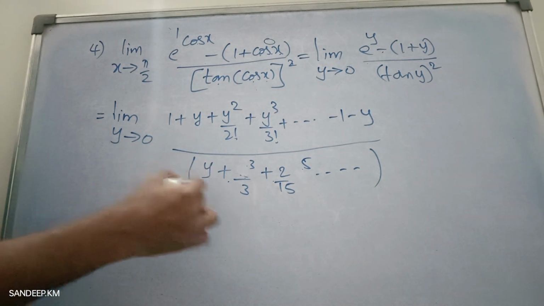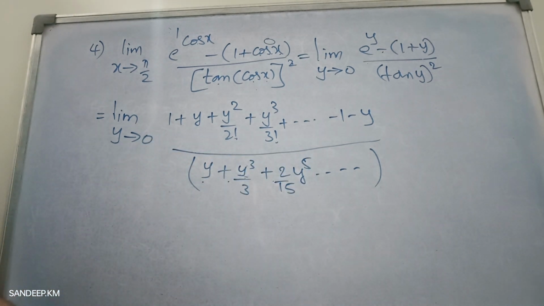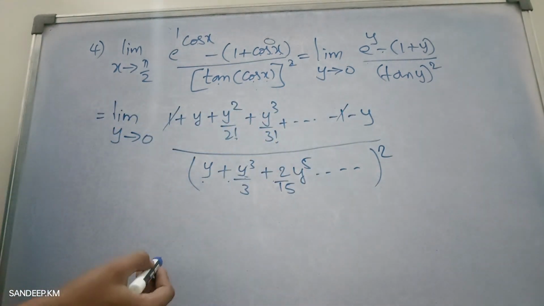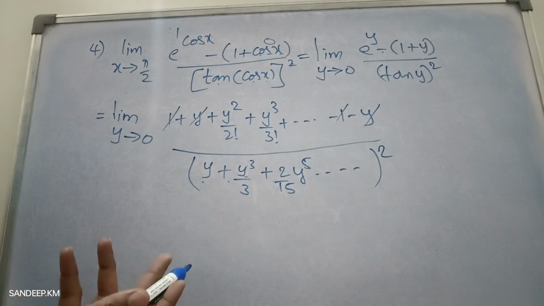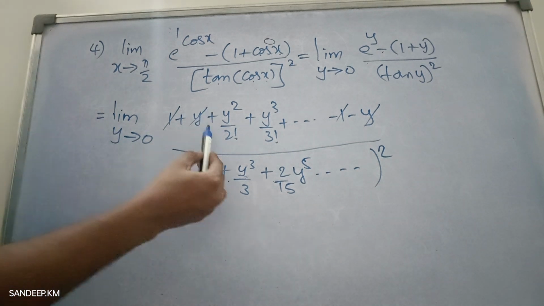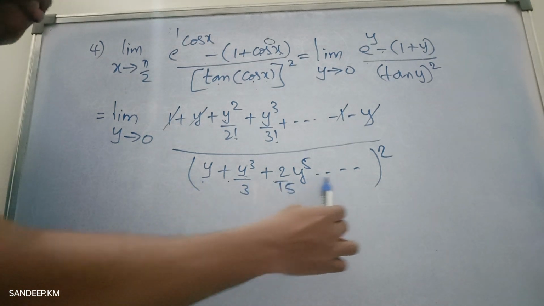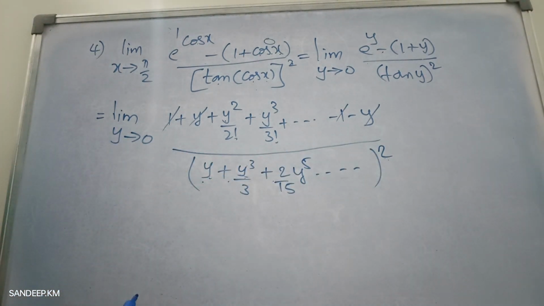Tan y is y plus y cube by 3 plus 2 by 15 y power 5 and so on. Dear students, I forgot the whole square. You don't forget it. Tan y whole square plus y plus 1 minus 1 will get cancelled. Plus y minus y also gets cancelled. Now what is the least power of y in the numerator? Y square. What is the least power of y in the denominator? Do not say y, it has a whole square. Correct or not? Y square only.